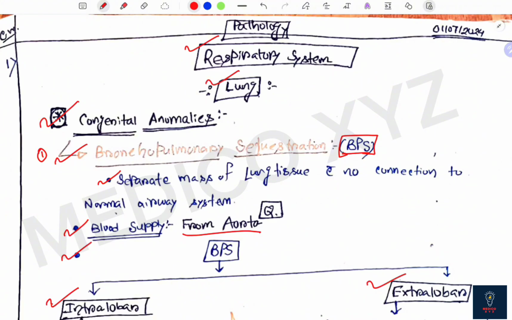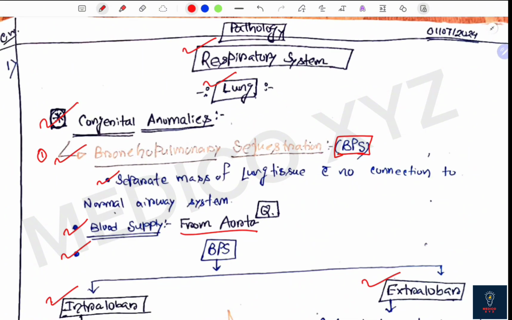Today's topic of discussion is the respiratory system. In this section we will discuss lung pathology, and we will discuss congenital anomalies and acute respiratory distress syndrome. To start, the first congenital anomaly we will discuss is bronchopulmonary sequestration.